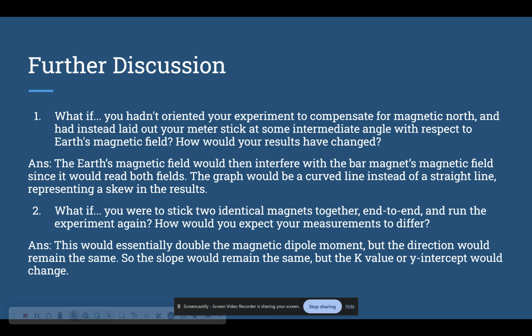And what if we were to stick two identical magnets together end to end and run the experiment again? How would the measurements differ? And this would essentially double the magnetic dipole moment, but the direction would remain the same. So the slope would remain the same, but the k-value or y-intercept would change.